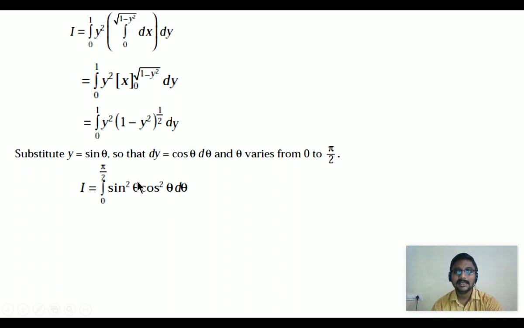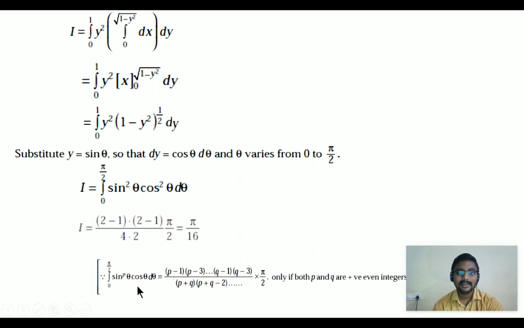Now this integral can be solved by using the known formula. The formula is integral 0 to pi by 2 sin power p theta into cos power q theta d theta is (p minus 1) into (p minus 3) and so on, (q minus 1) (q minus 3) and so on, whole divided by (p plus q) into (p plus q minus 2) into pi by 2, only when both p and q are positive integers. Here small q is missing, just note down.